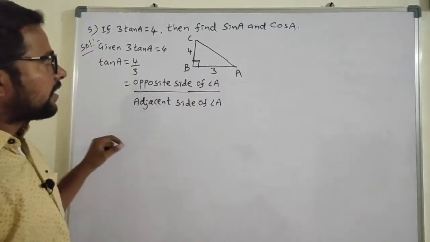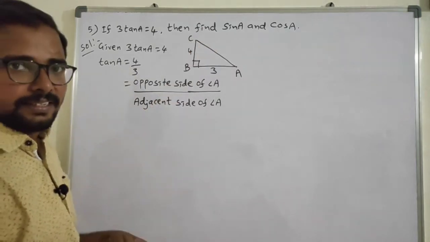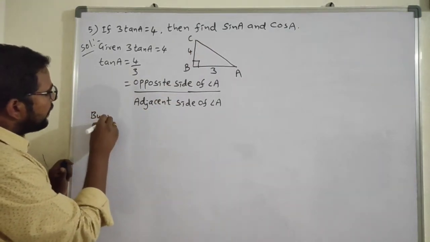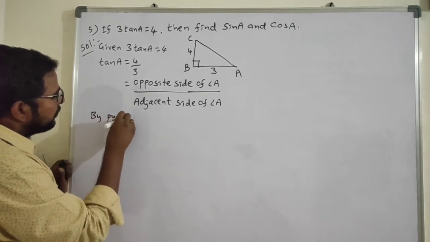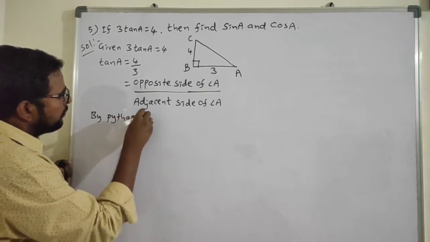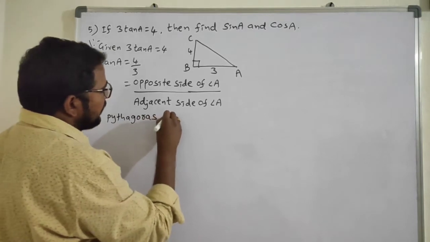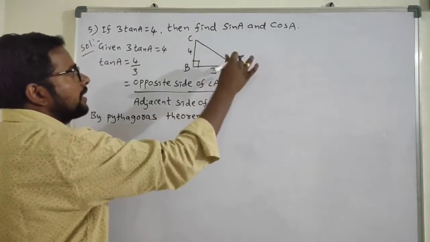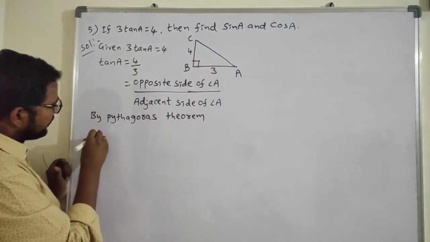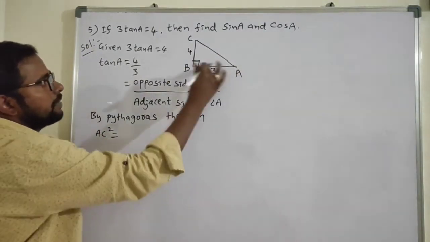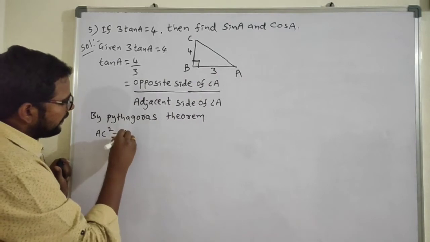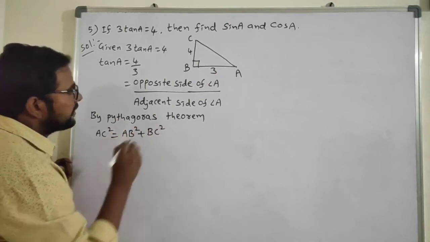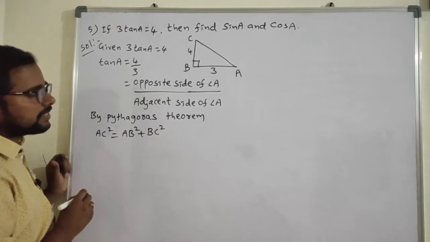So by using the Pythagoras theorem we can find AC. So by Pythagoras theorem, what is the hypotenuse? AC. And AC square is equal to AB square plus BC square.